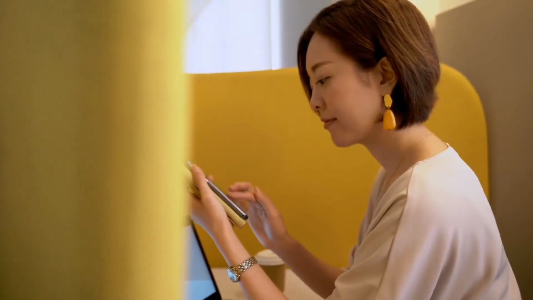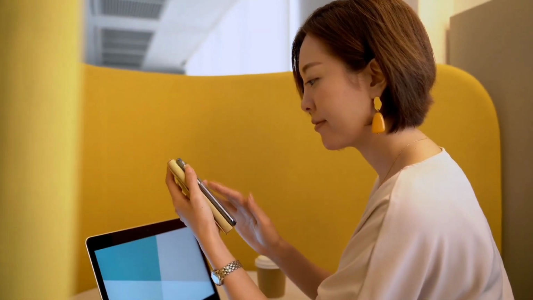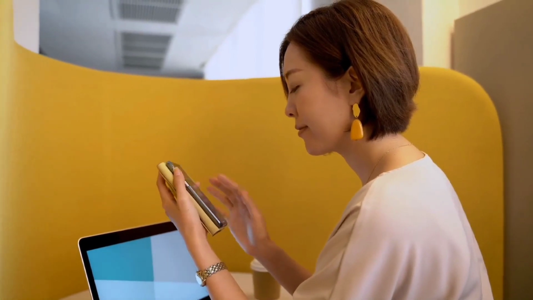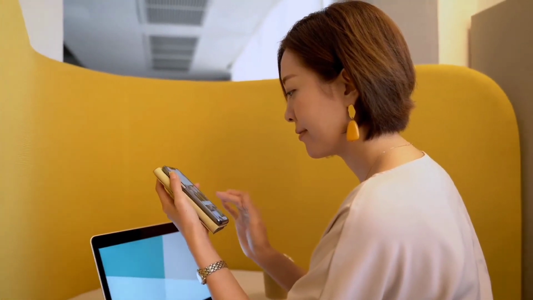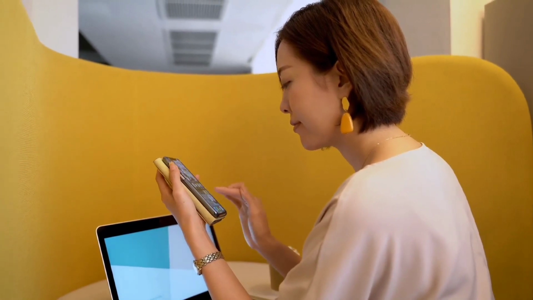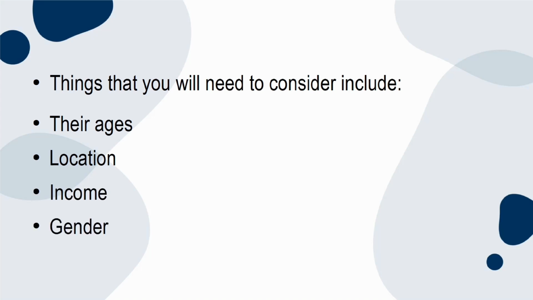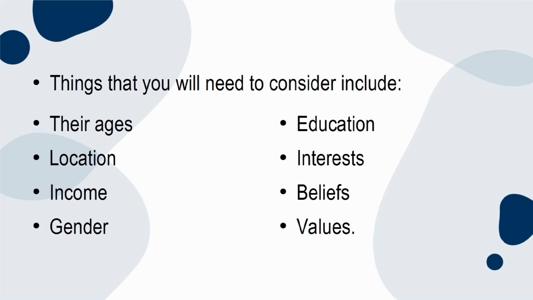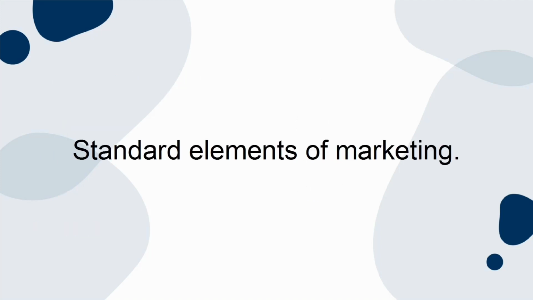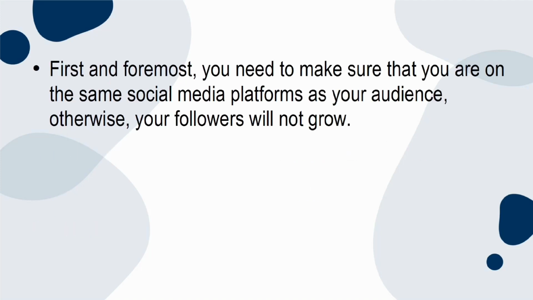To begin, you'll need to understand your target audience and their media usage. Develop a detailed demographic outline of your ideal followers. Things that you will need to consider include their age, location, income, gender, education, interests, beliefs, and values. Standard elements of marketing. First and foremost, you need to make sure that you're on the same social media platforms as your audience. Otherwise, your followers will not grow.